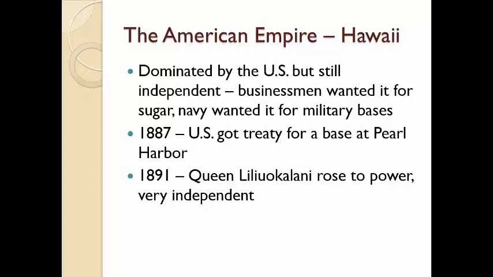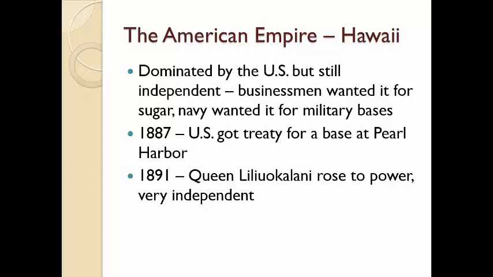Well, in 1891, we see a new ruler come to power in Hawaii. Hawaii is its own separate country. It's a monarchy. They have kings and queens. Well, in 1891, Queen, and I know I'm going to butcher this, Queen Liliuokalani is going to come to power. And the thing about Queen L is that she is fiercely independent. She is a strong nationalist.